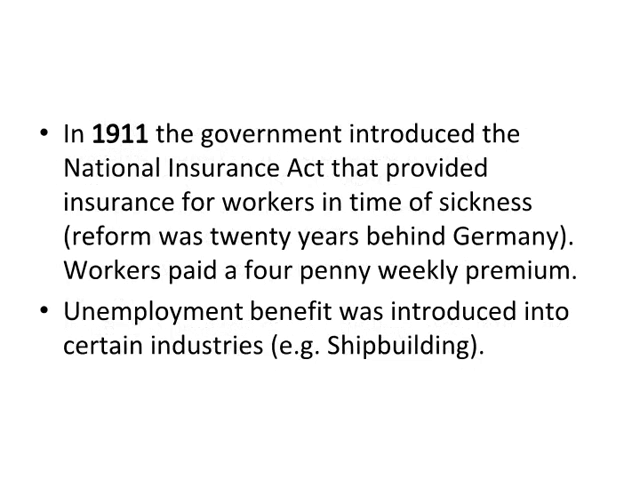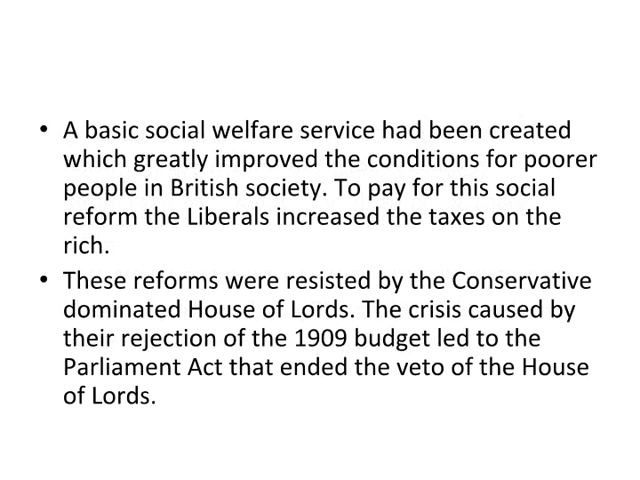In 1911 the government introduced the National Insurance Act that provided insurance for workers in time of sickness. Reform was 20 years behind Germany. Workers paid a 4-penny weekly premium. Unemployment benefit was introduced into certain industries, for example shipbuilding. A basic social welfare service had been created which greatly improved the conditions for poorer people in British society. To pay for this social reform the Liberals increased the taxes on the rich.